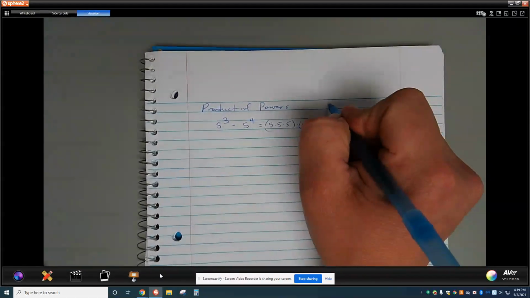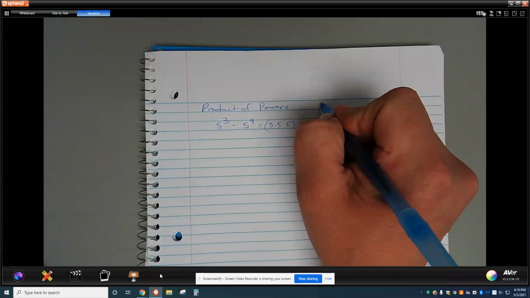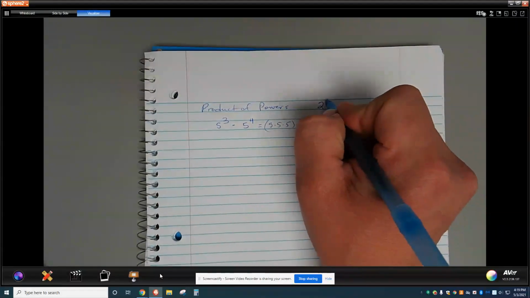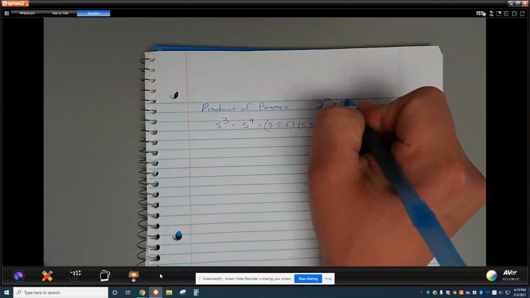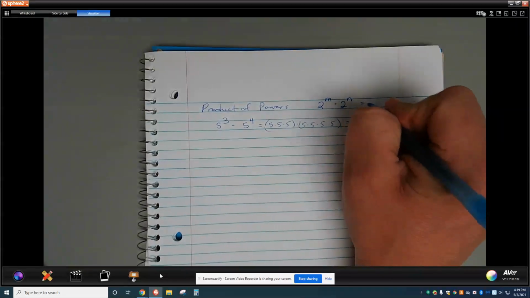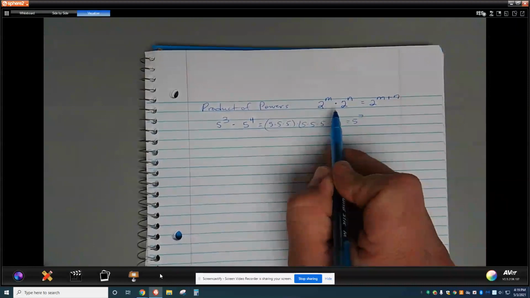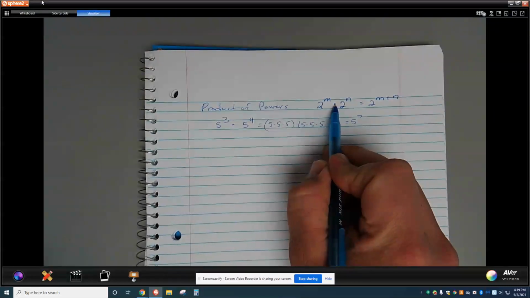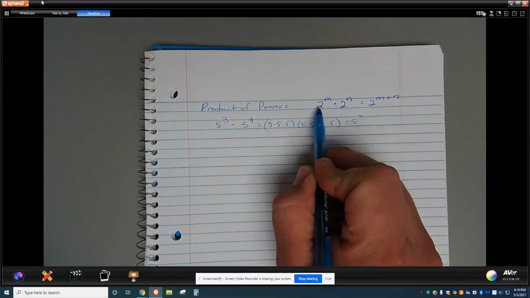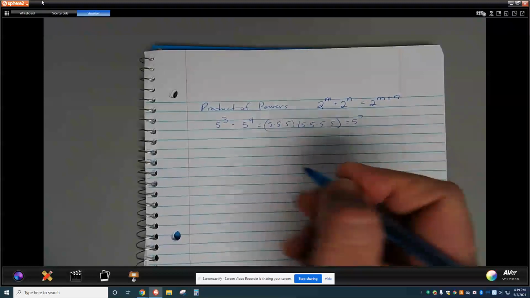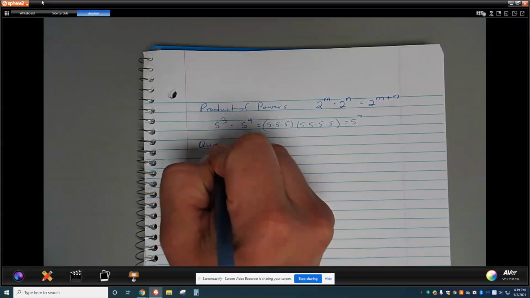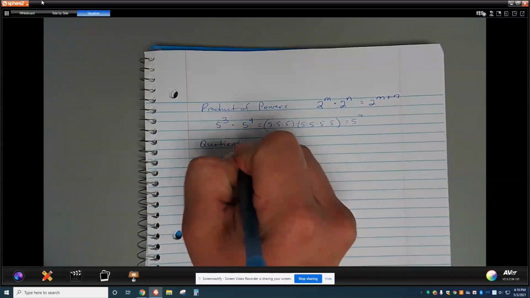The product of power rule states that for the product of any two numbers having the same base, we can simply add the exponents together, as long as we're having the product of powers, meaning multiplying two powers that have the exact same bases. Next thing we talked about was quotient of powers.